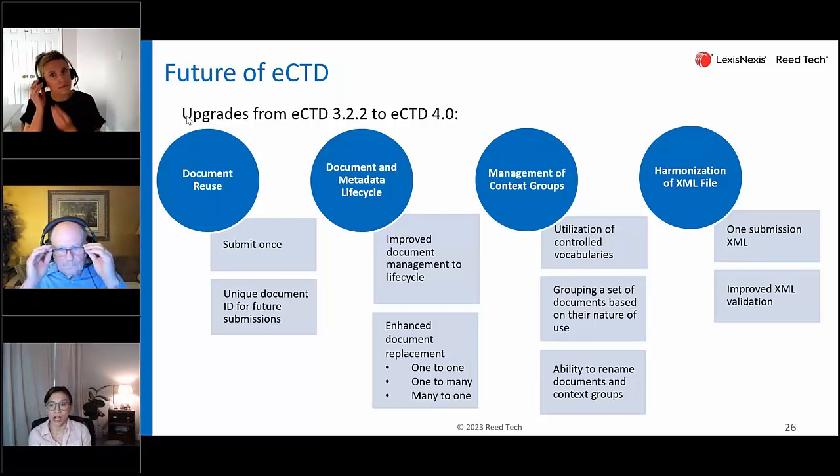The other major change is the XML file. Now, when you're submitting 4.0, it's only one overall harmonized XML backbone. Prior to 4.0, you're going to see multiple XMLs, right? You're going to have the STF XML, the regional XML, and then the overall index XML. All of that's going to be consolidated and adopted into one overall XML backbone. So those are the major changes that are happening in 4.0. Okay, next slide, please, Gary.